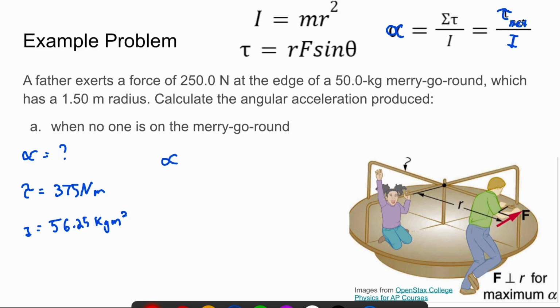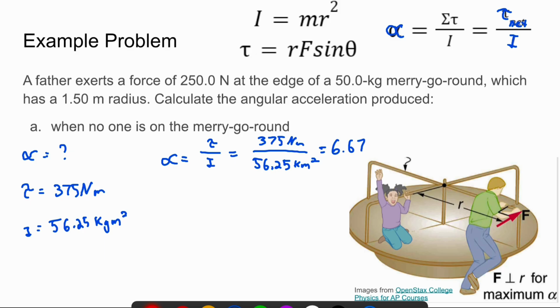So let's plug that in over here. Our net torque divided by our moment of inertia should give us our angular acceleration. So we're looking for 375 Newton meters divided by 56.25 kilogram meters squared. And we end up with a number that is 6.6666 repeating. So we'll call that 6.67.